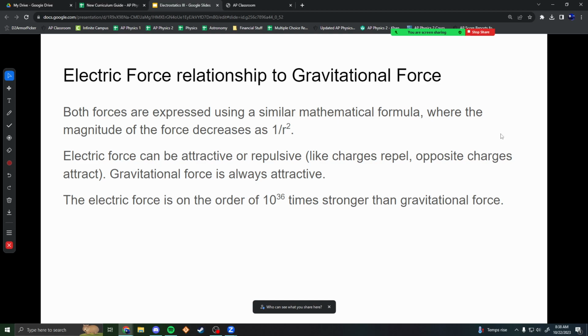So you can definitely see that they both are expressed using a similar mathematical formula where the magnitude decreases as you get further and further away as a 1 over r squared law. Again, electric force can be repulsive or attractive whereas gravitational force is always attractive. Electric force is on the order of 10 to the 36 times stronger than gravitational force. So, as far as the four fundamental forces go, that being strong nuclear, weak nuclear, electric, and gravitational, electric is the second strongest behind strong force, which is about 100 times stronger than electrical force. But just to put it into perspective, not only how strong electric force is, but just how weak gravitational force is.